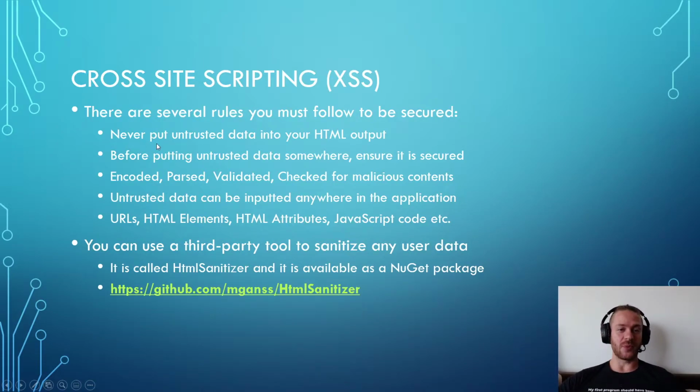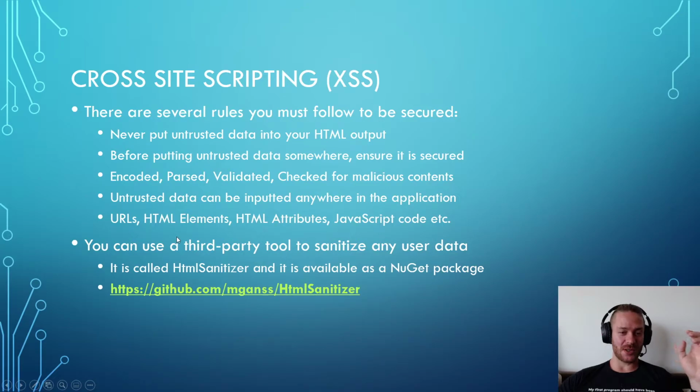First, we should never put untrusted data in our HTML output. If the HTML is coming from an administrator on our site or from some sort of a moderator, whom we trust, then it's completely fine. But if an end user can save HTML in our database, then we need to secure it somehow. We need to encode it, parse it, validate it, check it. Fortunately, there are ready-to-be-used tools, but untrusted data can be inputted anywhere in our application.